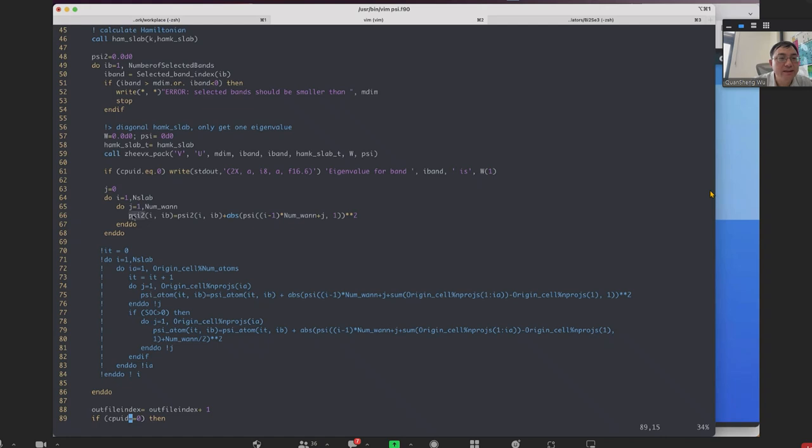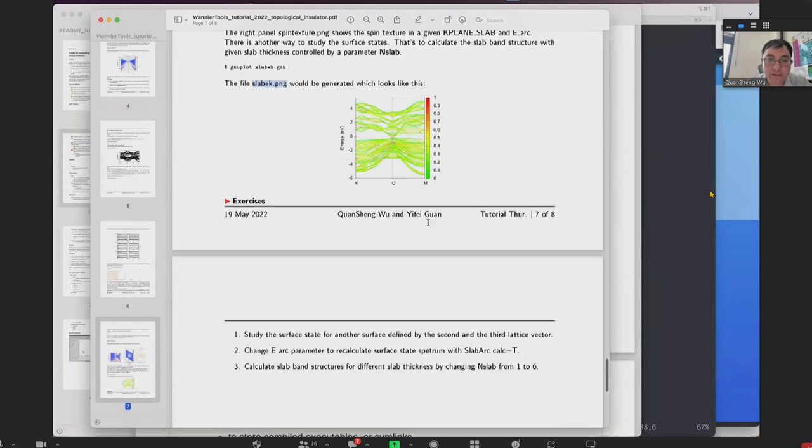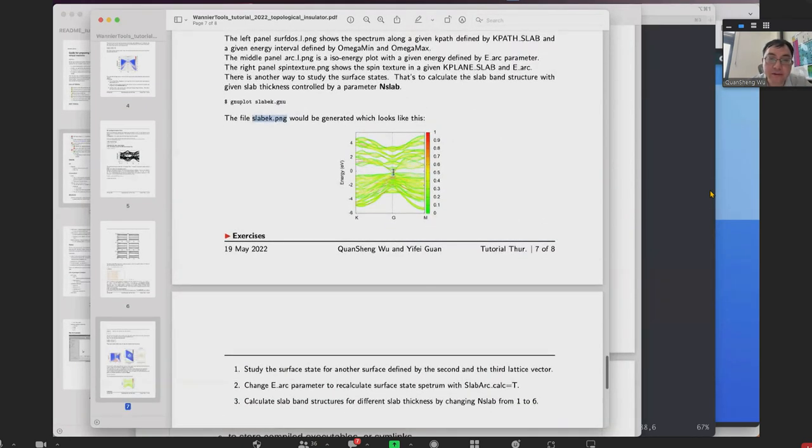In this subroutine, in the output of this percent IBS text, you see the output is based on the slab. One slab, the weight on one slab, the second slab, the third slab. Yes. If you plot the wave function for that band, if you check, for example, this k point and select this band, then you will find that it's like this. The weights are just like lines at the boundary.